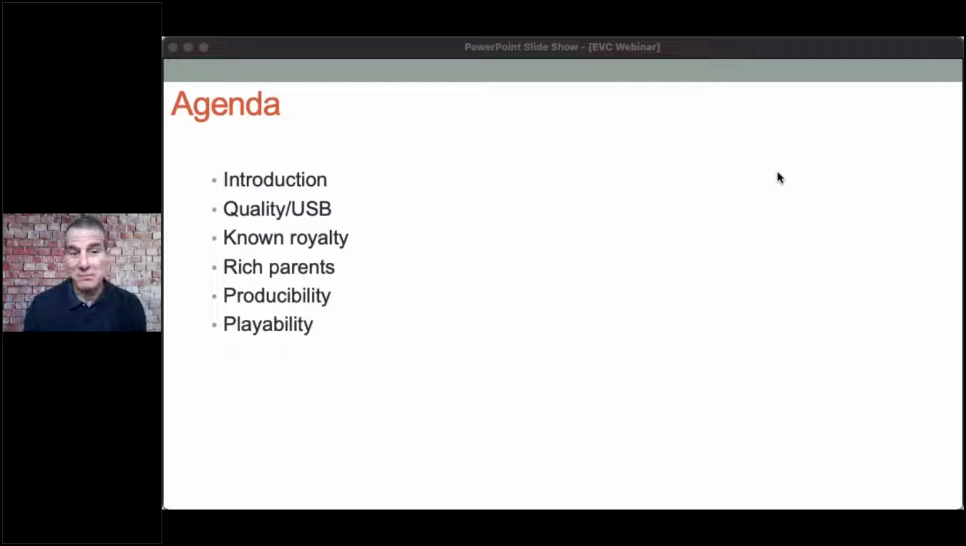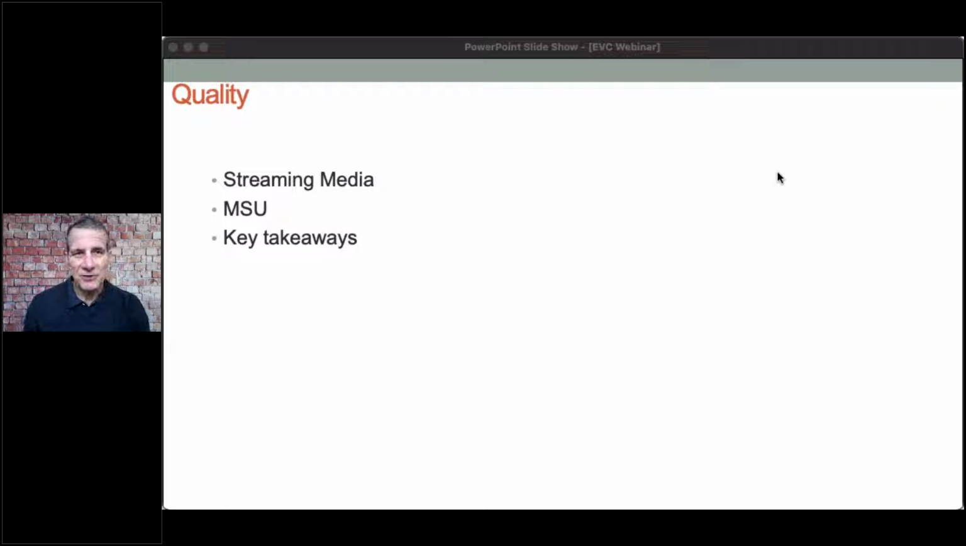So we had the brief introduction. We're going to look at the quality and unique selling proposition, USP, got that wrong. Then we're going to see if the codec has a known royalty structure. Rich parents help with codecs and in life. We'll look at that. And then we'll look at producibility and playability, which really are two factors that obviously control how and when a codec can be deployed.